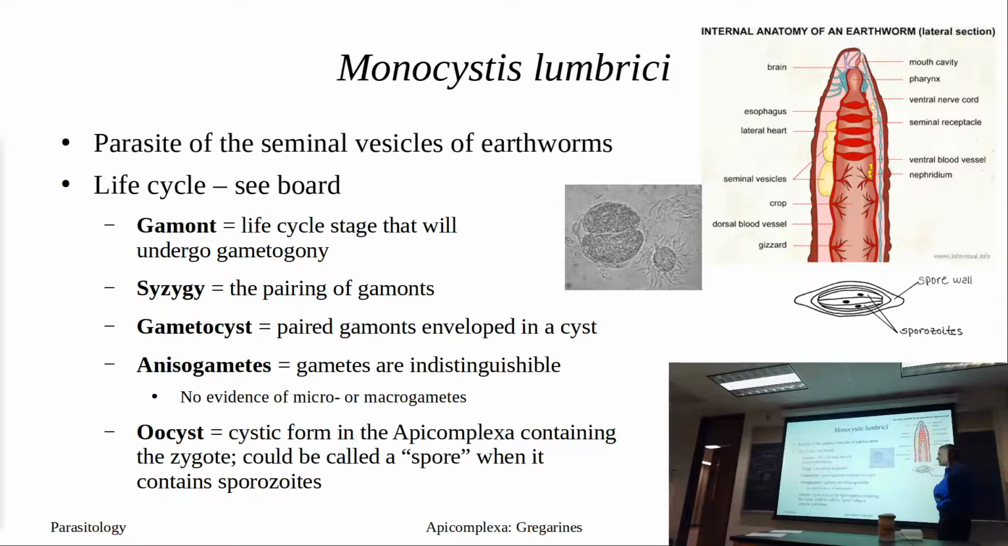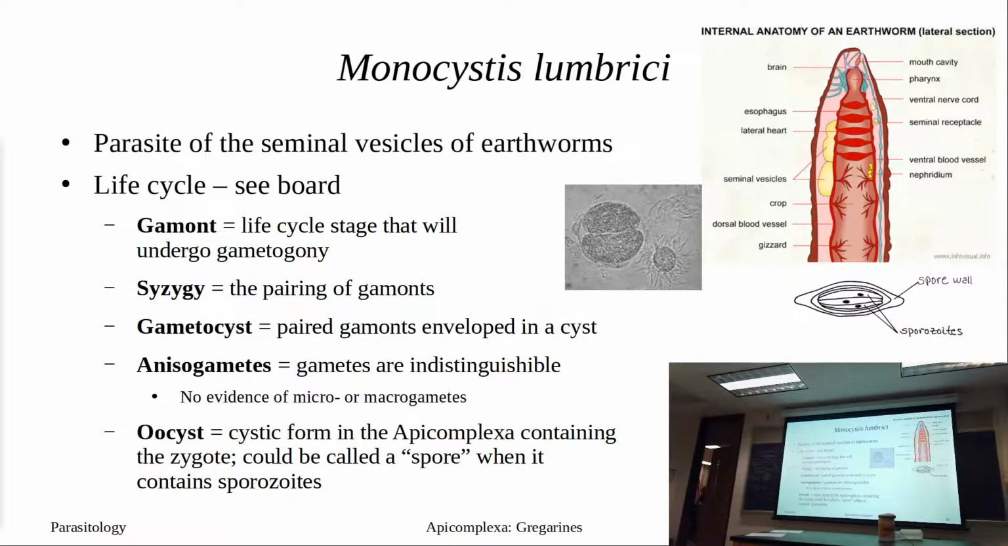And then the oocyst. It's a cystic form in the Apicomplexa containing the zygote. Could be called a spore when it contains sporozoites. And I have that there because we're going to see an oocyst in some other life cycles as well.